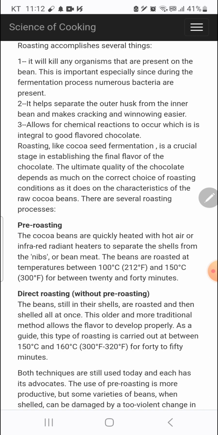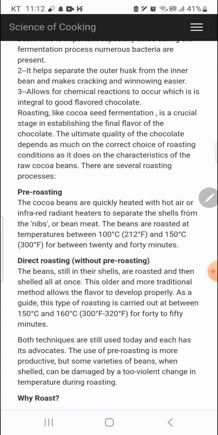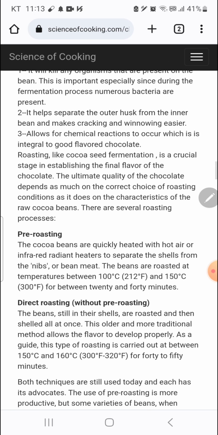Winnowing. Blow the seed and the husks will separate from the nib, the body. Three, it allows for chemical reactions to occur, which is integral to good flavored chocolate.